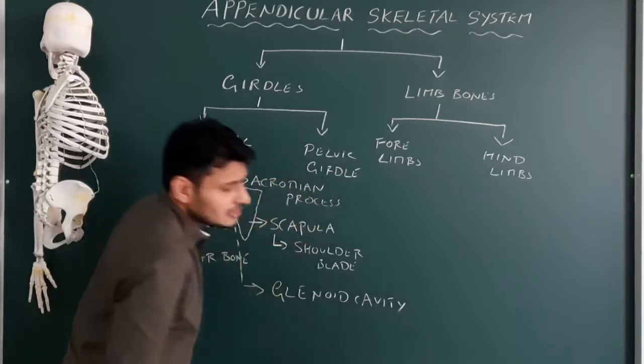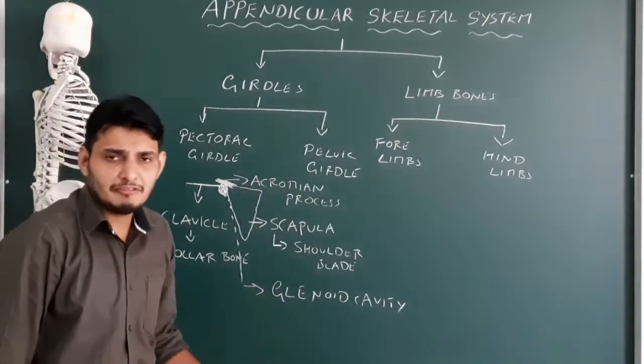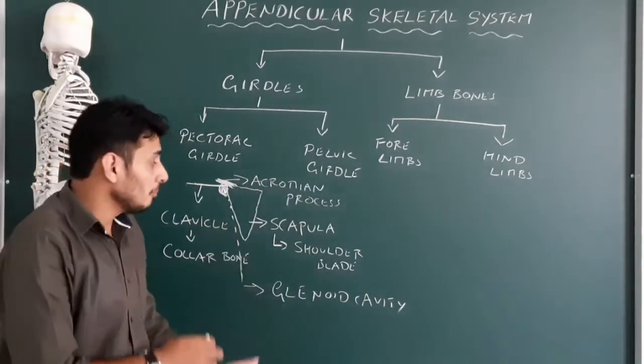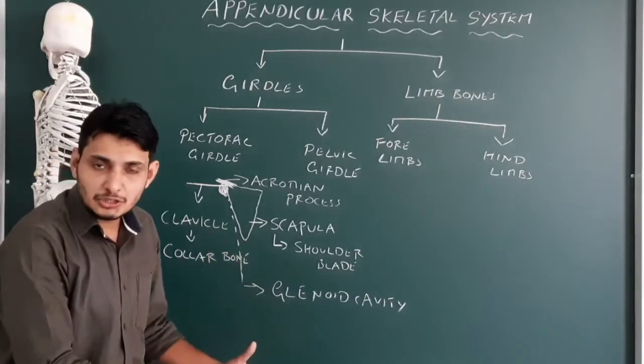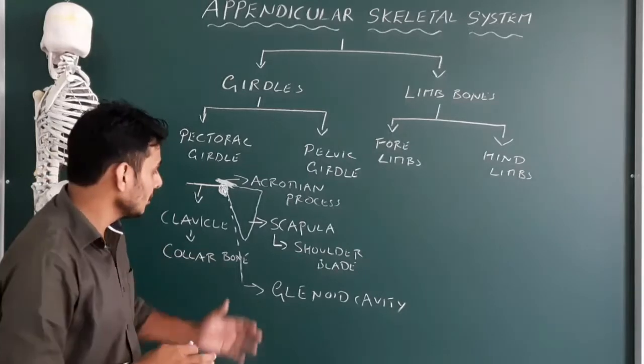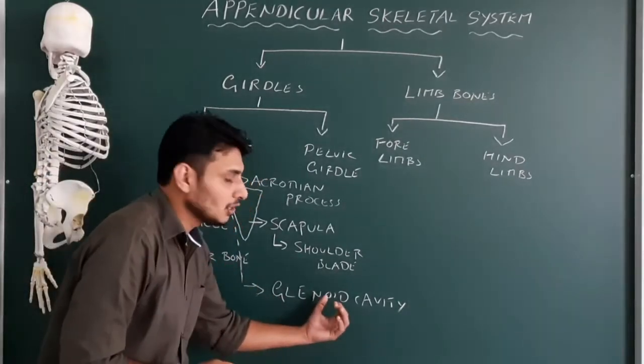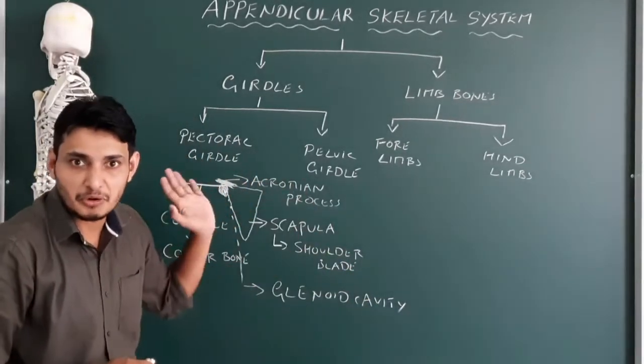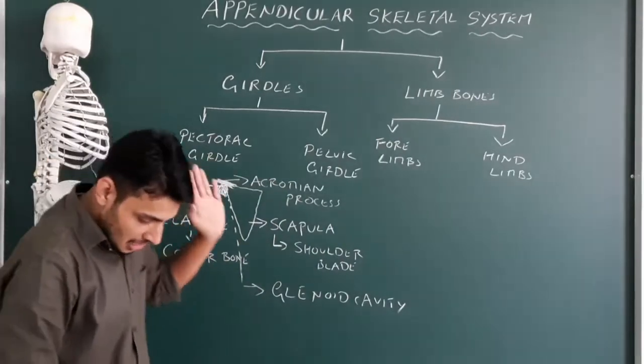Normally for your competitive examination, you get a question like: name the cavity which is present in the scapula of the pectoral girdle which provides articulation to the forearm or humerus. That is the first bone of the forearm. So that is actually called the glenoid cavity. Remember that, very important, very easy. Got it?